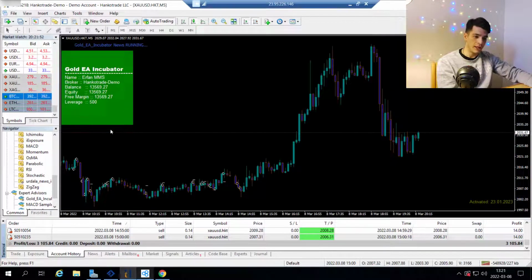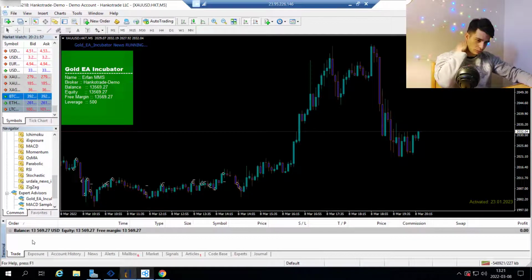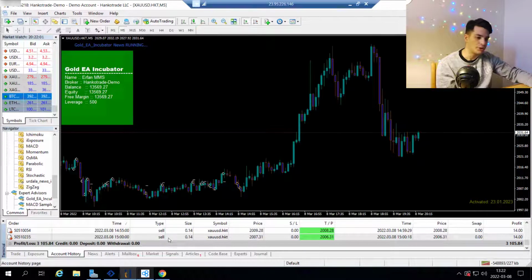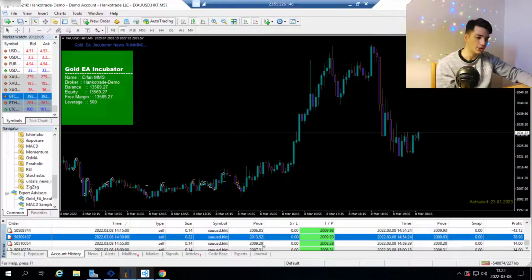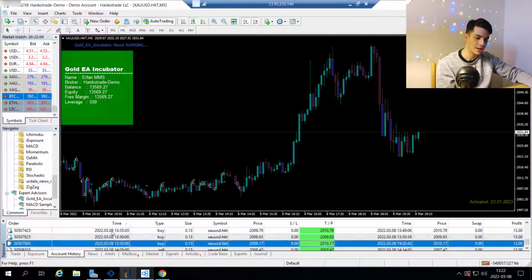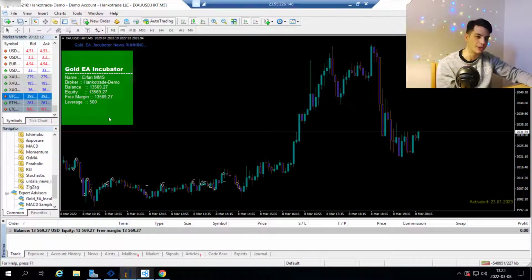This is my $10,000 account that is bringing up $569 in total. Account history, March 8th. These are the trades that it literally took in the past 24 hours during London session, which is absolutely crazy. Look at this, guys. It's crushing it. So far, so good. It's very good.